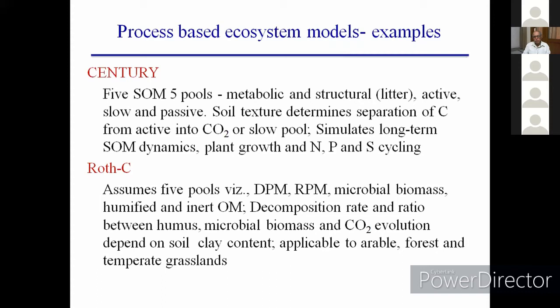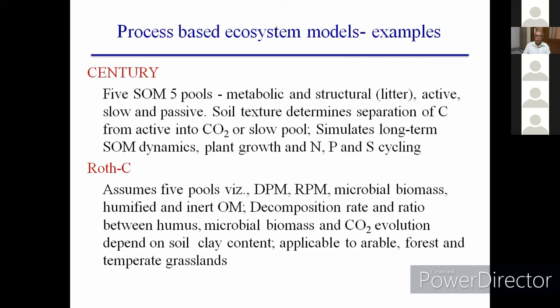If you look at this, they have certain partition coefficients based on certain studies they did years ago between DPM and RPM. They partition your carbon which is coming from a plant into two pools, DPM and RPM. And how to determine that is difficult to know. Probably you can do this, but you have to be certain about the experiments.